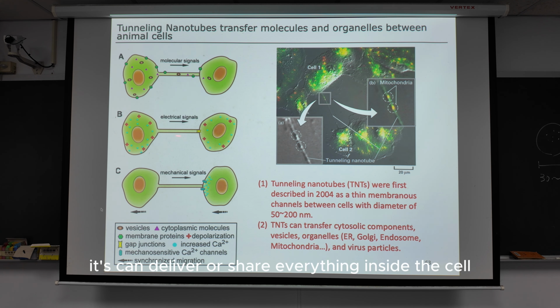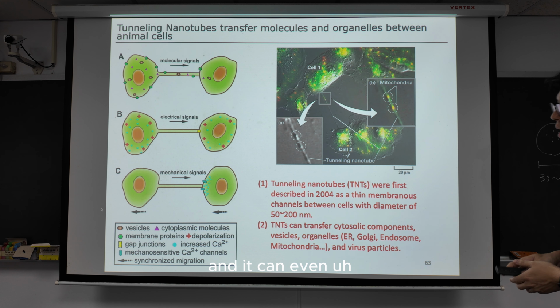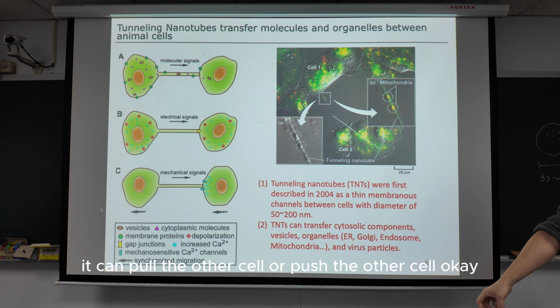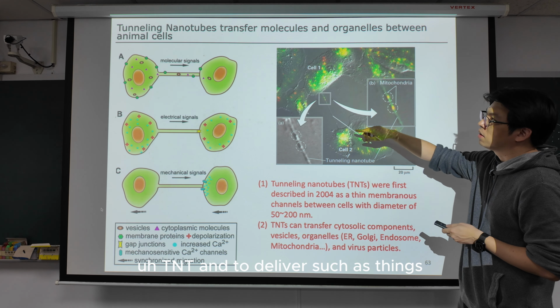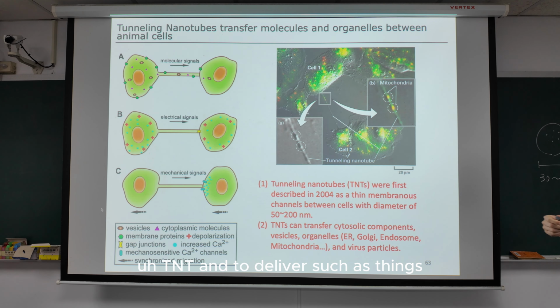Basically, it can deliver or share everything inside the cell, but not the nucleus. It can deliver vesicles, cytosolic components, organelles, ER, Golgi, endosomes, mitochondria, or even virus particles. It can even share signaling, electrical signal, because the two membranes become one pool. It can even generate mechanical signal. It can pull the other cell or push the other cell. This will be the two cells connected with the TNT to deliver such things.